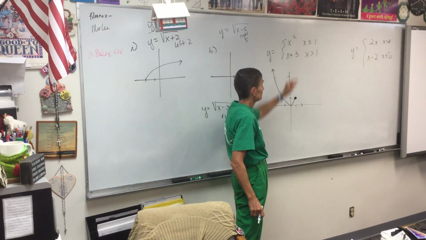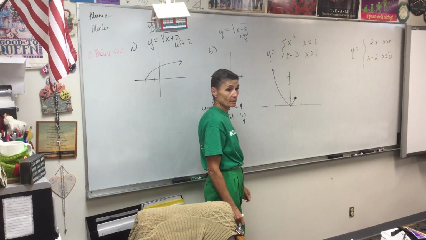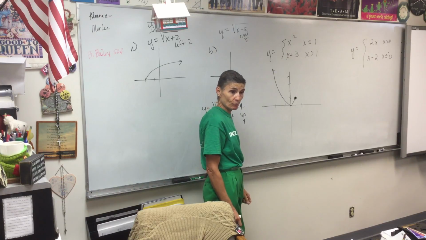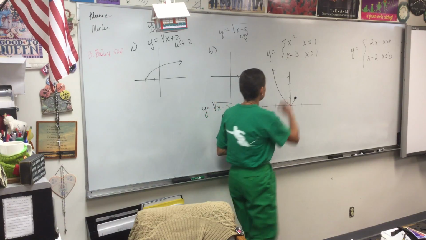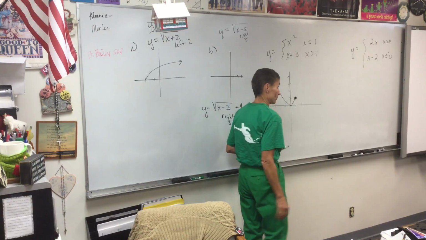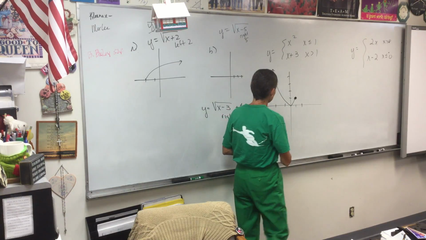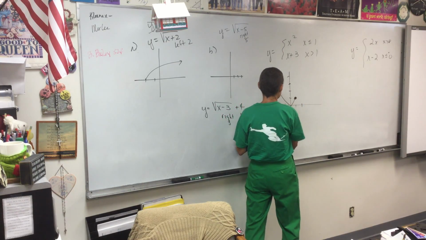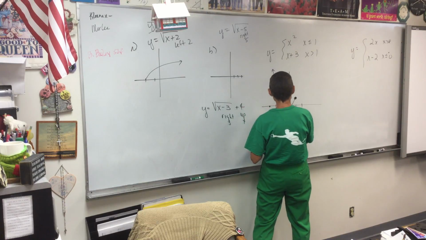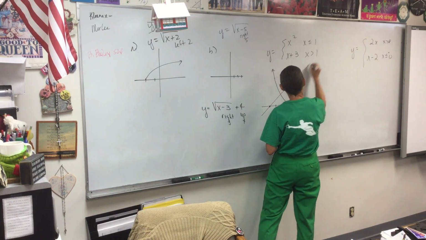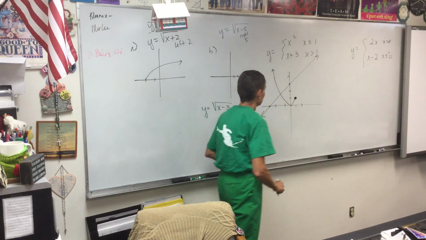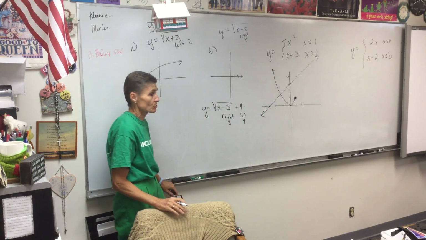What shape is that? It's a line. You can either think of it as the identity moved up 3, or you can think of it as a line with a y-intercept at 3 with a slope of 1. So it would look like that. Either way, that's what it's going to look like.